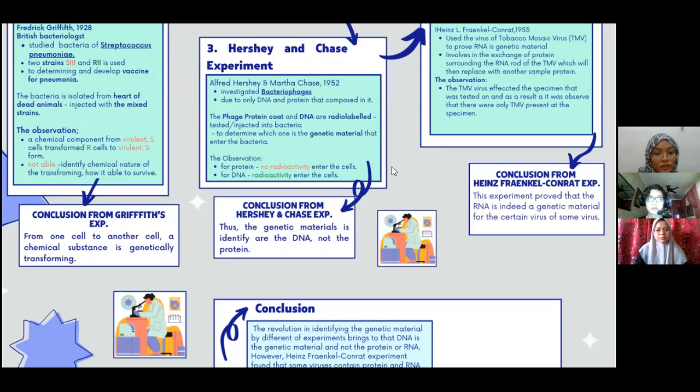In observation, for protein, there was no radioactivity in the cell. For DNA, there was radioactivity in the cell. In conclusion, the genetic material identified is DNA, not the protein.